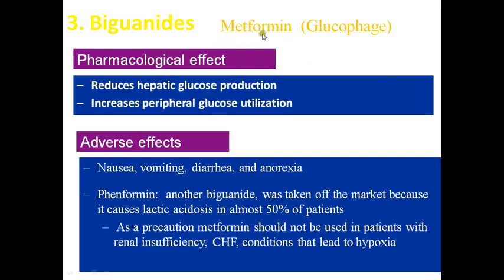Biguanides, the metformin drug, glucophage, is the drug of choice, loved by all the physicians, diabetologists, and endocrinologists. Metformin reduces hepatic glucose production and increases peripheral glucose utilization. It causes nausea, vomiting, diarrhea, and anorexia, so you have to build up the dose in these patients. You start with a light dose and then bring it to the maximum dose, three times daily. Phenformin was another biguanide which was taken off because it caused lactic acidosis.